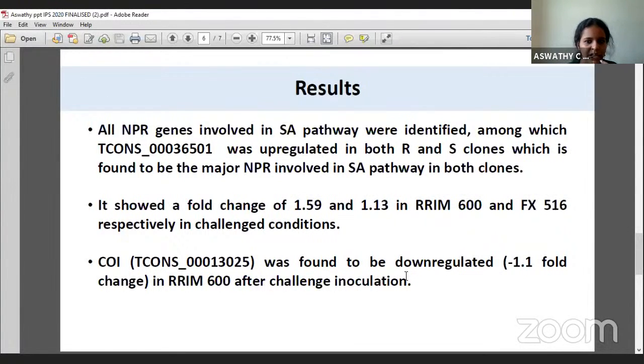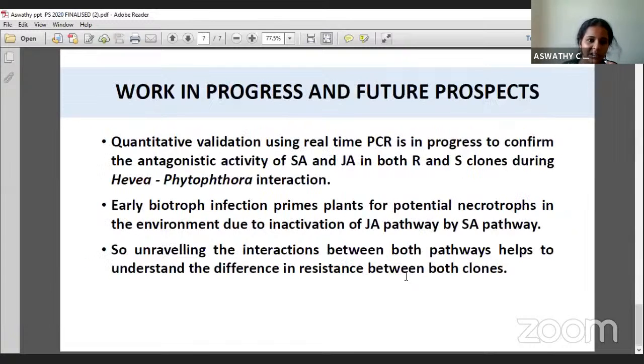Next, in order to find out whether the jasmonic acid pathway is acting synergistically or antagonistically with the salicylic acid pathway, we searched for the regulation of the coronatine insensitive gene, the key regulator of the jasmonic acid pathway. It was found that in both clones, after the treated condition, the coronatine insensitive gene is down regulated, which shows that the salicylic acid pathway has some role in suppressing the jasmonic acid pathway. Future quantitative validation using real-time PCR is in progress to conclude our result.